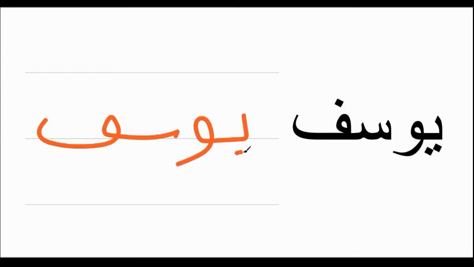Ya has two dots under the letter, which become a short line, and Fa takes a dot above the letter. And here we have the name Yusuf.